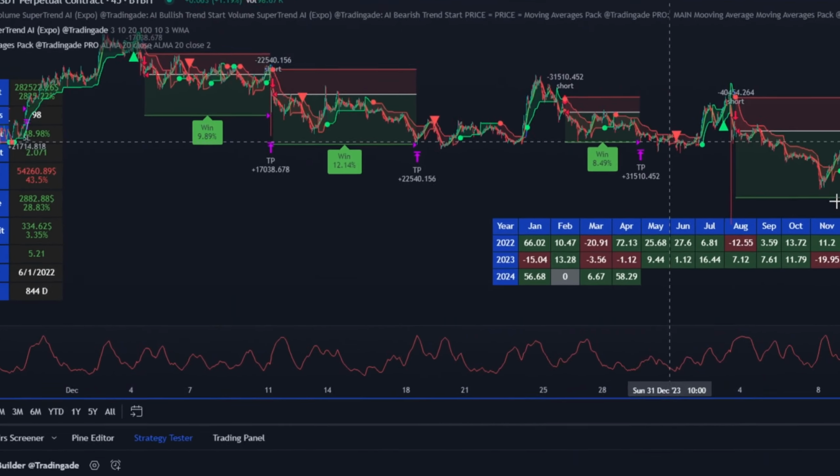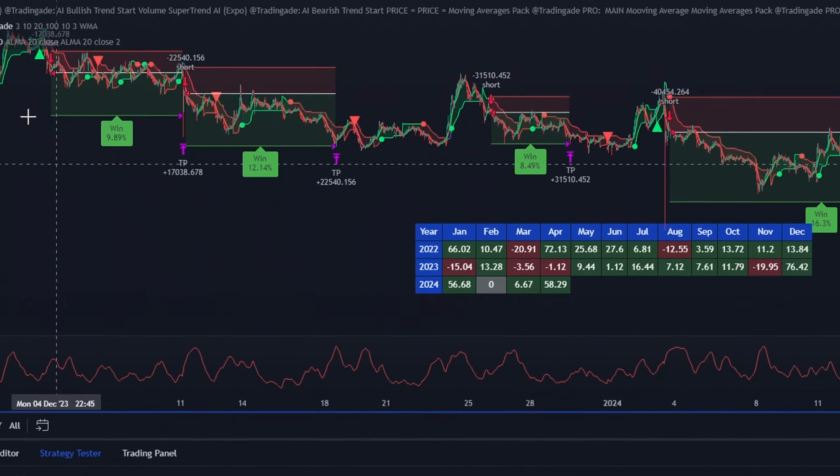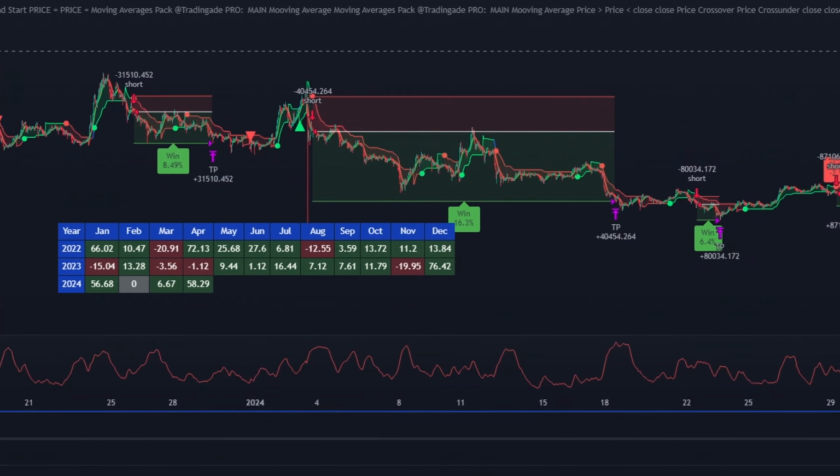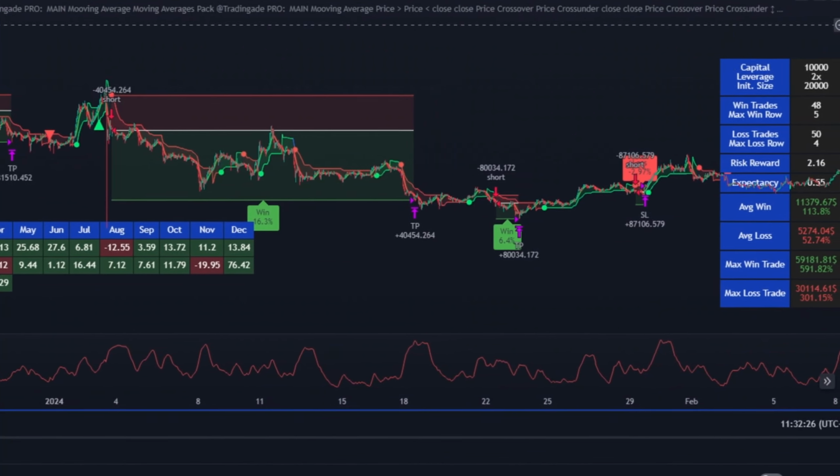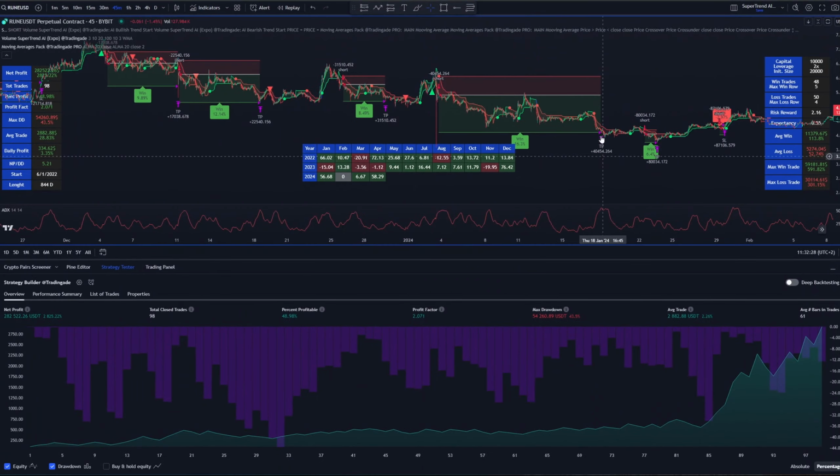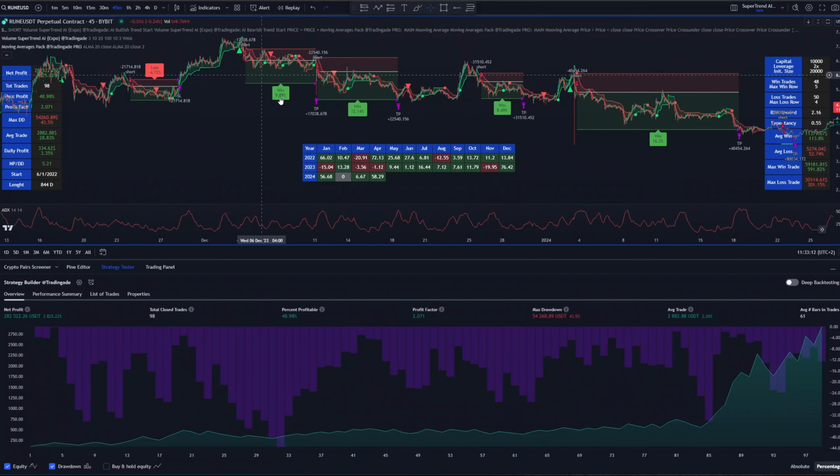So I will say that this strategy is absolutely good at catching the trend, because as you can see, when we have a clear downtrend, we are going only short and we have an absolutely good winning streak. So I will be quite confident to say that this strategy is absolutely good at catching the trend.